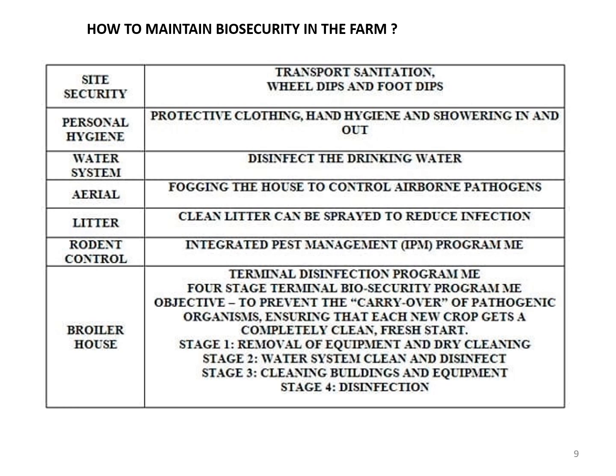In stage 1, we remove the equipment and go for dry cleaning. In stage 2, the water system is cleaned and disinfected. During stage 3, there is cleaning of the building and equipment. Now it is wet cleaning. And at stage 4, we have to go for disinfection, and there is a separate lecture on it. Fumigation can be used, or some commercially available terminal disinfectant sprays in the market can be utilized.